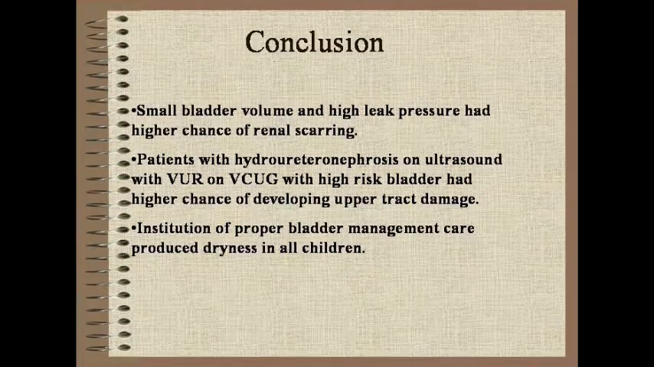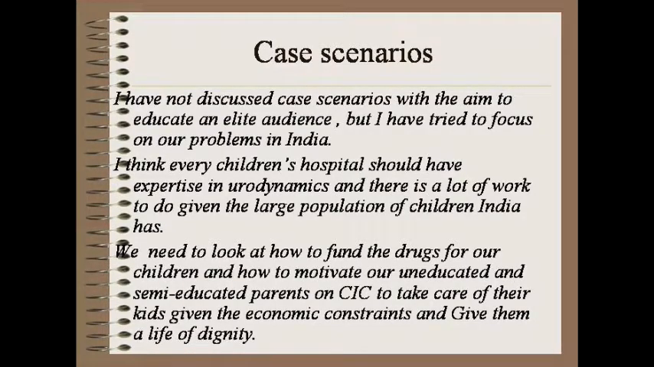So when we have patients with neurogenic bladder who have small bladder volume and high pressures, they have a higher chance of scarring. So institutional bladder care should be introduced for these children, and it's a need of the hour in India. Actually, I have not discussed the case for seniors because I don't want to educate this elite audience, but I have tried to focus on a few problems which we see in India. I think every children's hospital in India should have expertise in urodynamics, and there's a lot of work to do in this country because there's a huge population of children.